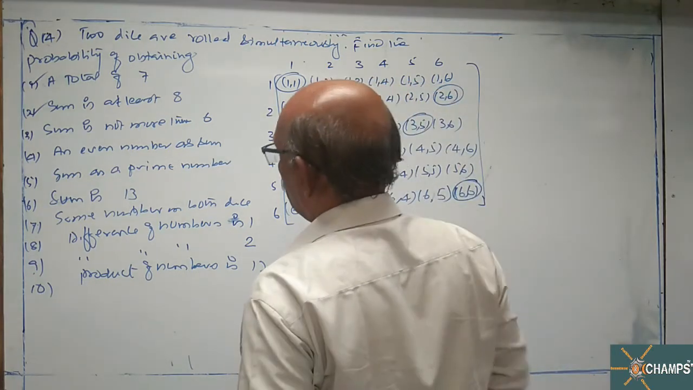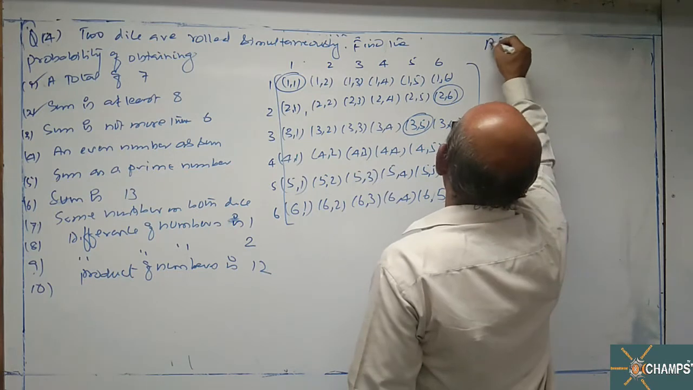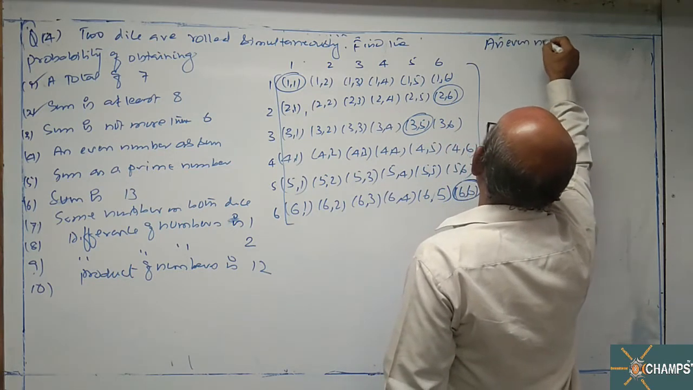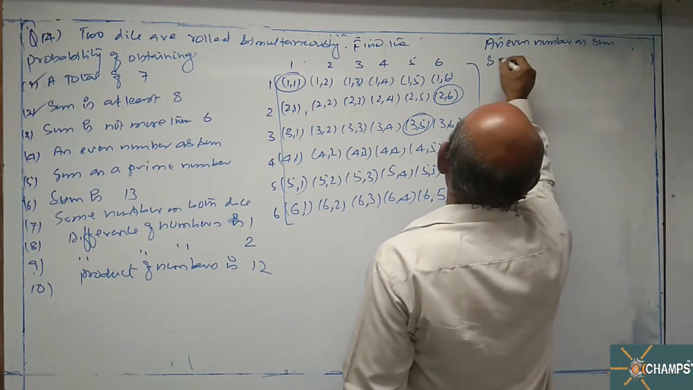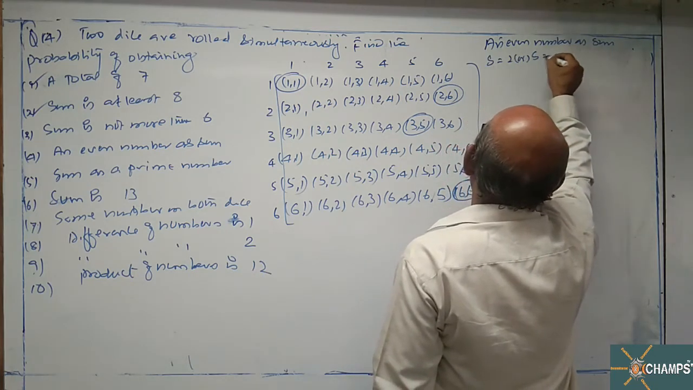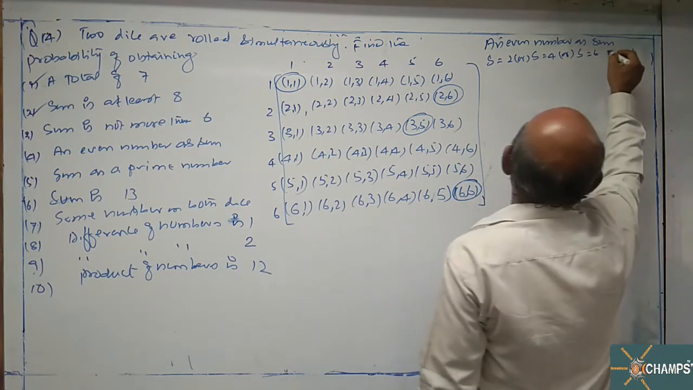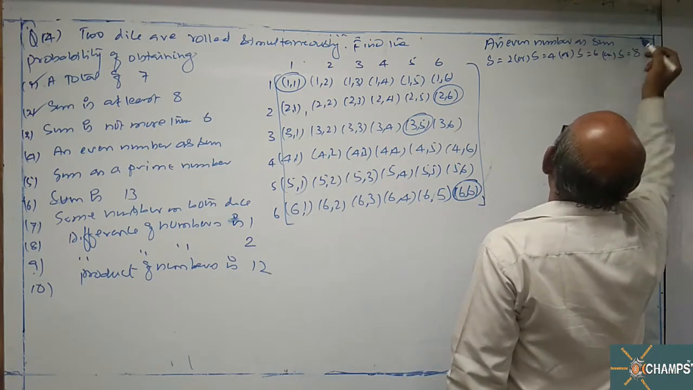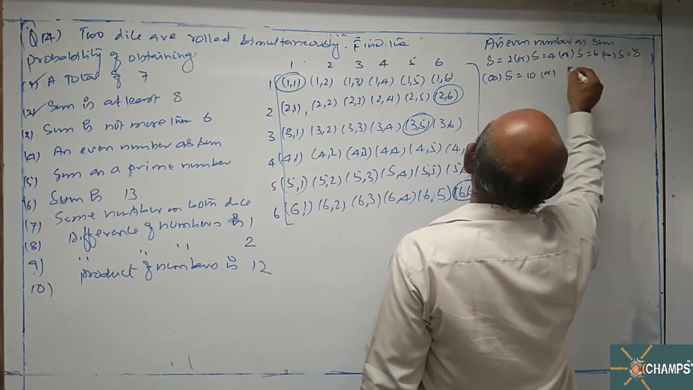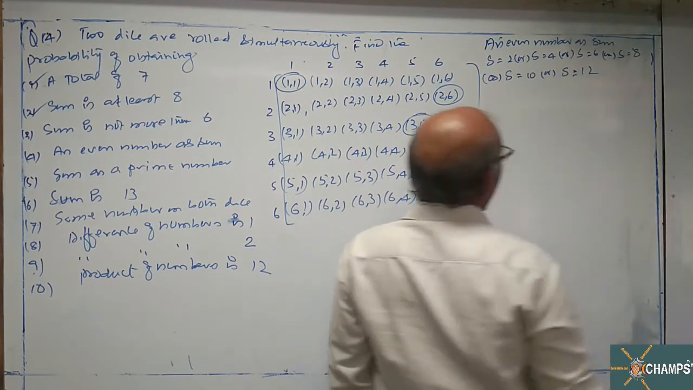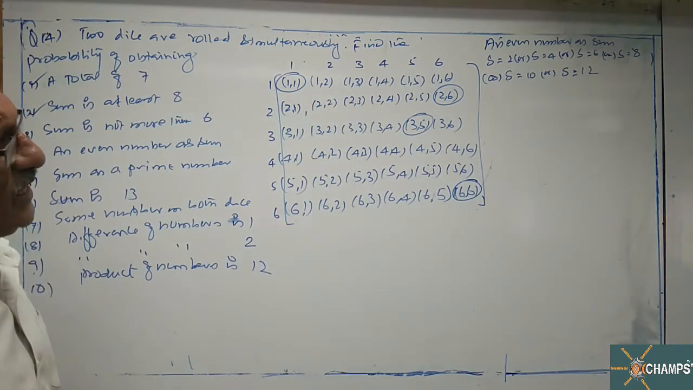Look at the fourth question, sir. An even number as sum means sum is equal to 2, or sum is equal to 4, or sum is equal to 6, or sum is equal to 8, or sum is equal to 10, or sum is equal to 12. Sum is equal to 2, 4, 6, 8, 10, 12.